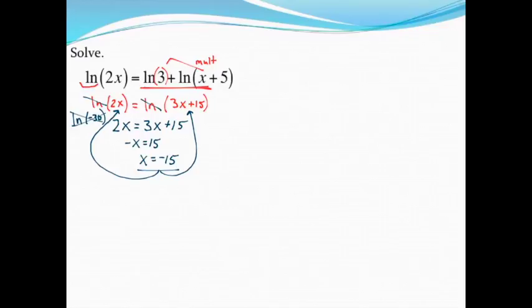So my only solution I get is an extraneous solution, which means the answer to this question is there is no answer. Since the only thing that actually could have worked was extraneous, all I can say is that this problem has no solution. There's no value of x that will work in this equation.